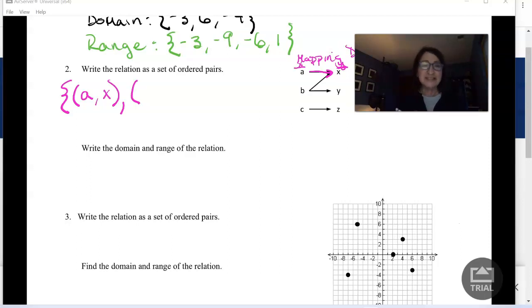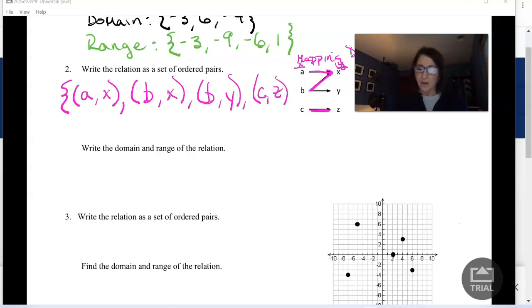Then we go to the second value in our domain, which is B. B is also mapping to X. Then we go to our next ordered pair, and we have B maps to Y. And then lastly, we have C mapping to Z. We close this relation with the squiggly bracket. So this is a relation with 4 members. Each ordered pair is a member of that relation.